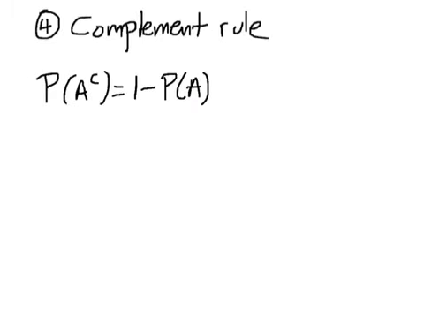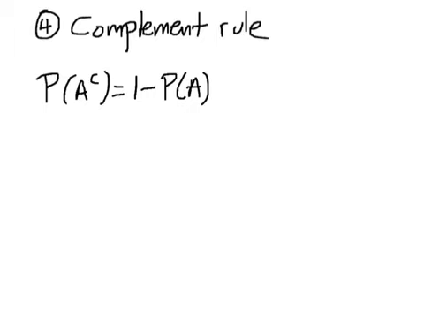Our next one is something called the complement rule. Okay, and remember, this symbol means A complement. It's the probability that A did not happen. And it just makes sense, right? It's 1 minus the probability of A happening. So if there's a 10% chance that someone has blue eyes, what's the probability that someone does not have blue eyes? Well, it's 1 minus 10%, which would be 90%, right?